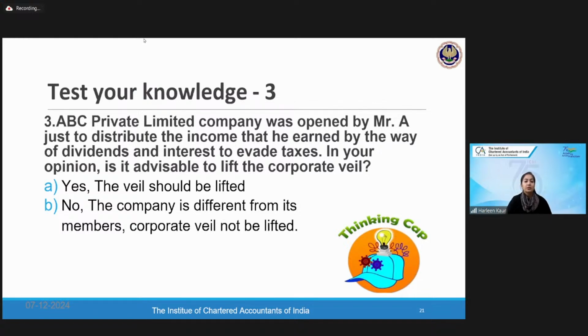So what will you do in this company? You are the consultants, your future budding chartered accountants. You have to advise ABC Private Limited. This was opened up just to distribute the income by way of dividends to avoid the taxes. Yes, the veil should be lifted, or no, we should not lift the veil because the corporate company is different from its members. What will be your advice to them?